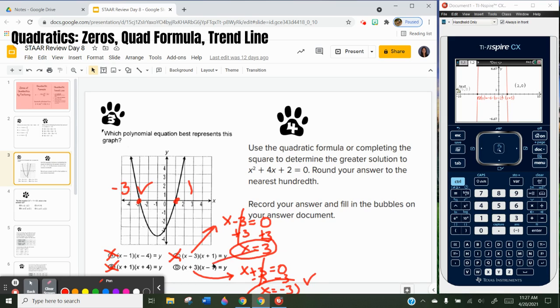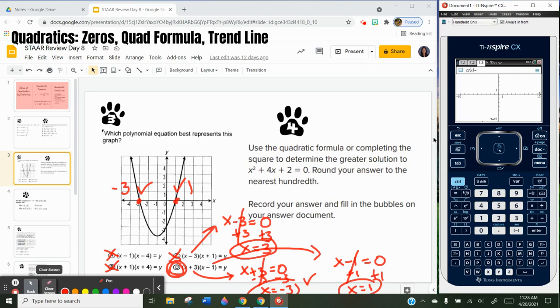Now let's check the other factor. X minus 1 equal to 0. The opposite would be plus 1. So x is 1. So yes, this matches. Again, you can always double check it in your calculator by going to your graph and typing in what you have here. What am I looking for? I'm looking for making sure that the graph matches what I have here and that it hits the x-axis at 1 and the x-axis at negative 3.